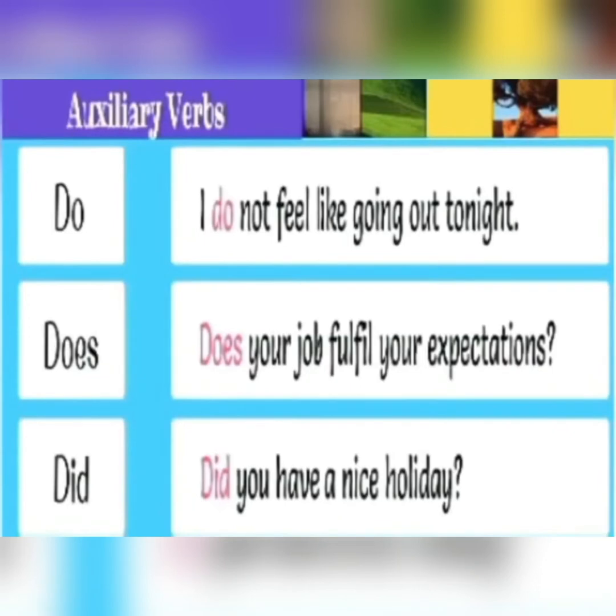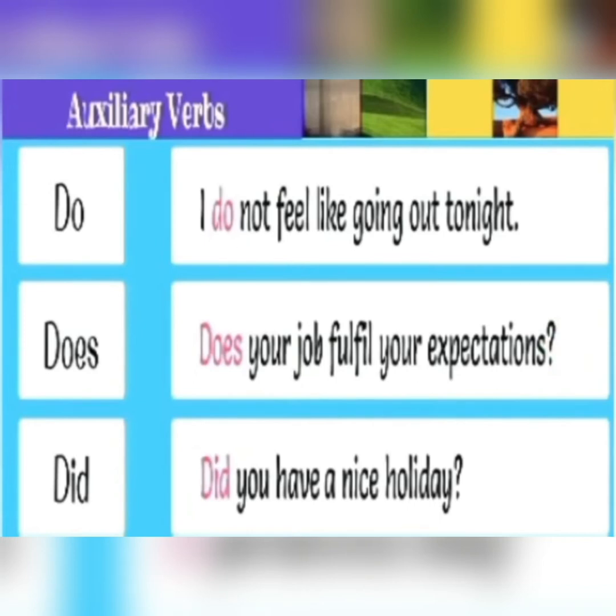Do. I do not feel like going out tonight. I do not feel, right? Present tense, and no common auxiliary verb is there. Does your job fulfill your expectations? The first sentence is negative, and here it's interrogative. As I told you, these auxiliary verbs help you to convert the sentences into negative and interrogative. So, does your job fulfill your expectations?